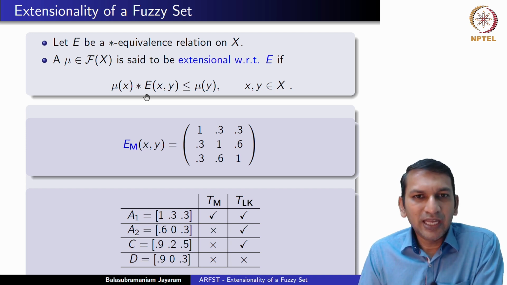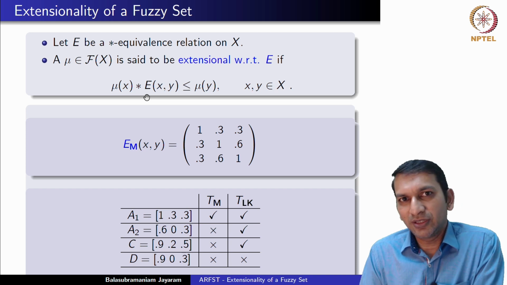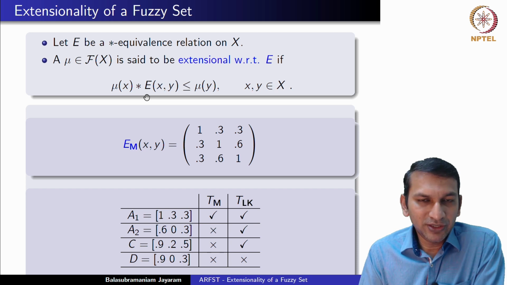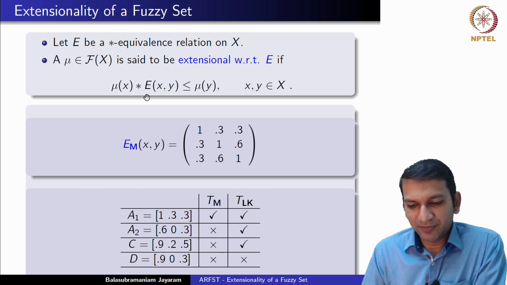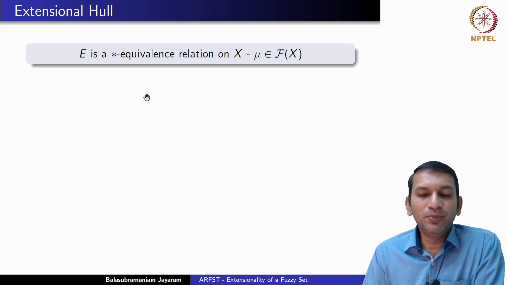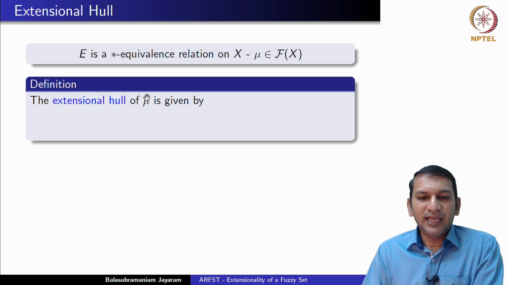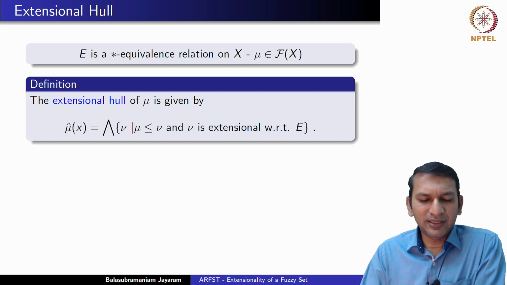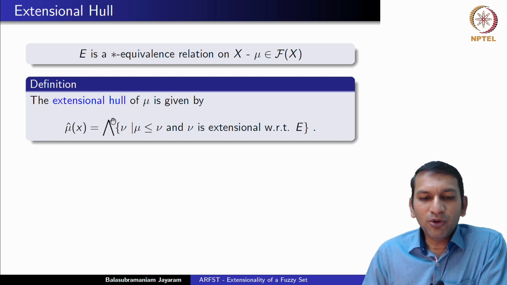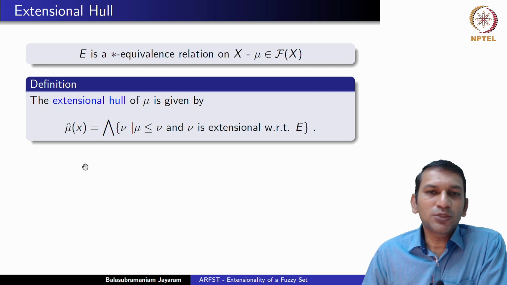Now the next question is, if a fuzzy set is not extensional with respect to a given equivalence relation, can we make it extensional? Well, let's begin with a star equivalence relation E on X and let mu be a given fuzzy set. The extensional hull of mu is given like this. What do we do here? We take all those mu-prime which are greater than mu, and mu-prime is also extensional with respect to E and the star that we have fixed. Among all these, we actually pick the smallest one.